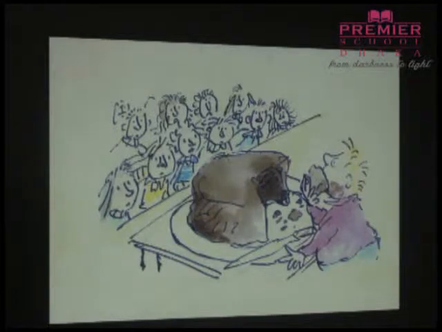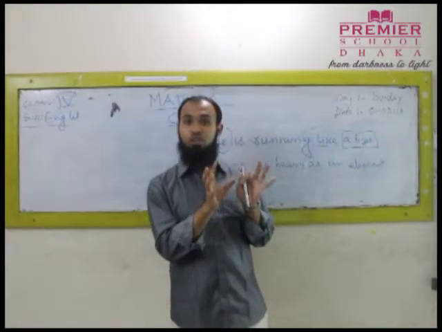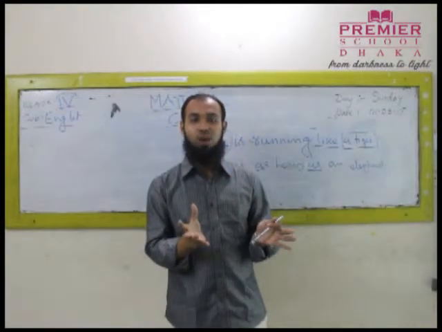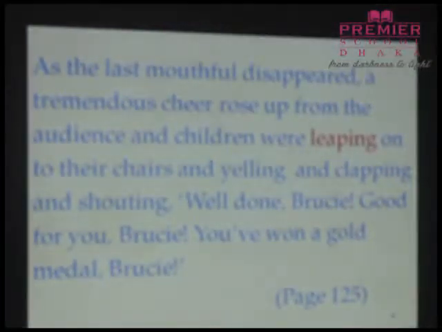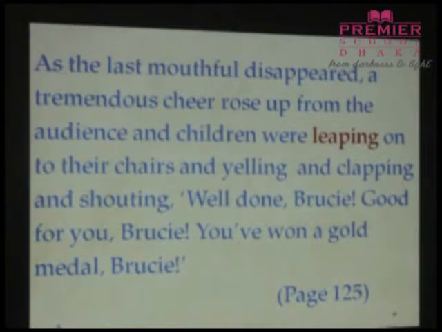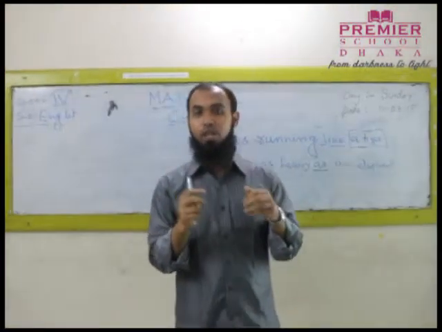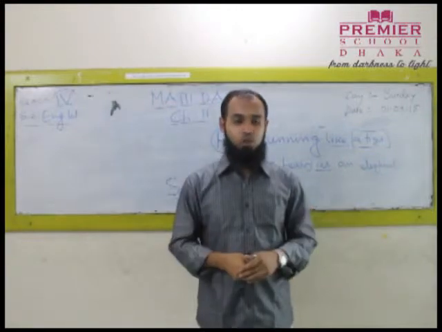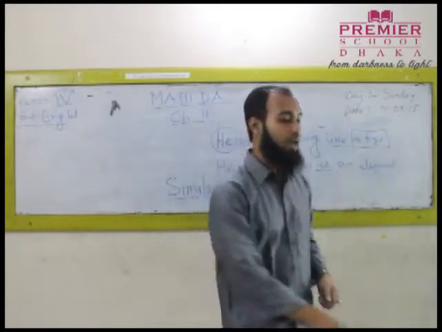So when Bruce Bogtrotter was about to finish the whole cake, the children's attitude towards Bruce changed, right? Now they were cheering him up. They were saying, "Come on, Brucey." "Well done, Brucey. Good for you, Brucey. You've won a gold medal, Brucey." Right? So they were cheering him up, and by being cheered up, Bruce Bogtrotter was very encouraged, and he was confident that he would be able to eat the whole cake. So eventually he finished all the cake, the large piece of cake.